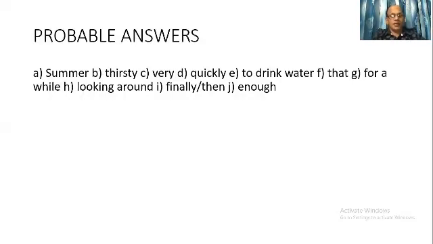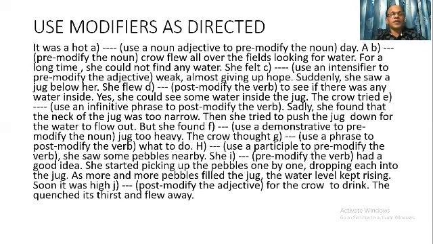Let us go to the slide again. You see, it was a hot summer day. So summer is a noun and an adjective here. B, a dash crow flew all over the fields looking for water. A crow. What kind of crow? Pre-modify the noun. So noun is the crow. What kind of crow? A thirsty crow. Thirsty. So thirsty is an adjective here.